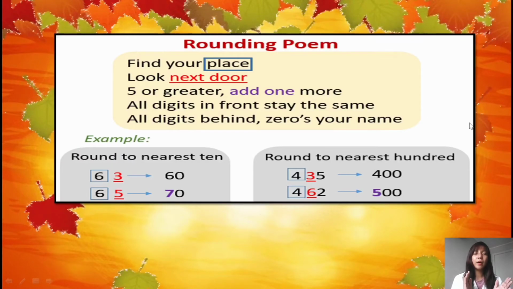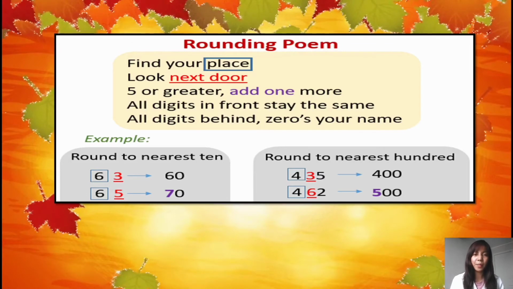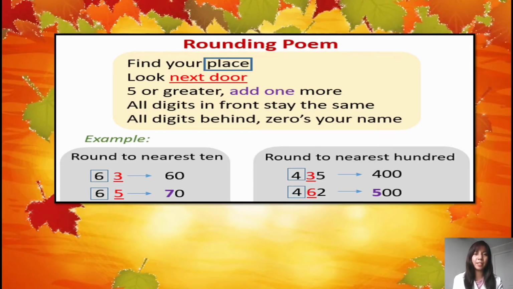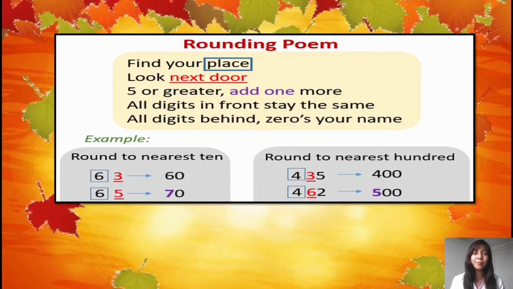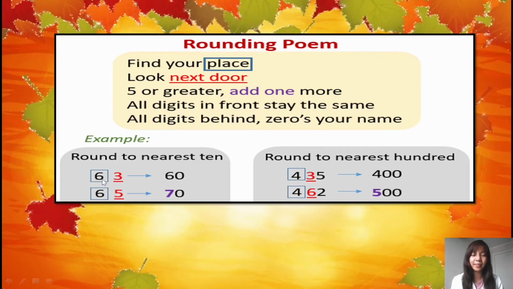So in rounding numbers, I have here for you a rounding poem. You have to remember the rule through this poem, okay? So first, find your place. Okay, so round to the nearest 10. The place or the base value is 10, right? So ones, tens. Okay, this one, the number 6.